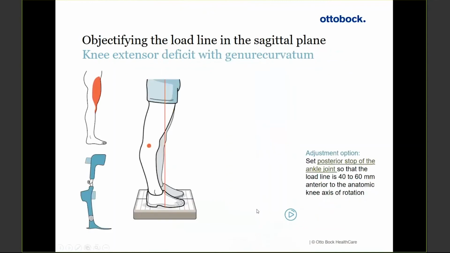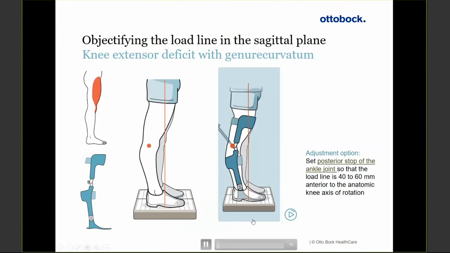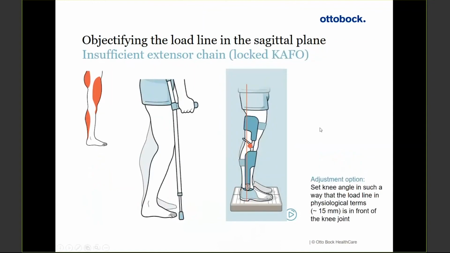And so when we see someone with a knee extensor deficit, and these are people we would maybe use a C-Brace or Free Walk or E-MAG for, I can see where the posterior stop of the ankle joint is, so the load line is 40 to 60 millimeters anterior. So we can actually set that. So we'll go to the next one, Dean. See, I can actually position that into the right spot. Now, sometimes the patient honestly resists this, right? But we can try to achieve it.